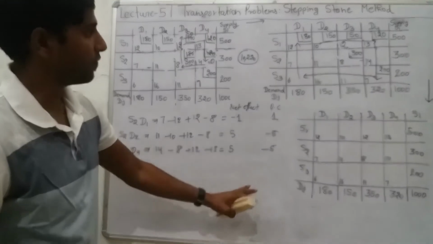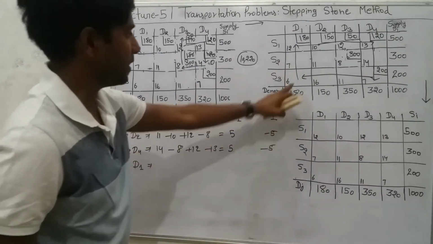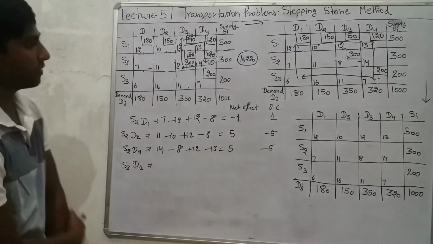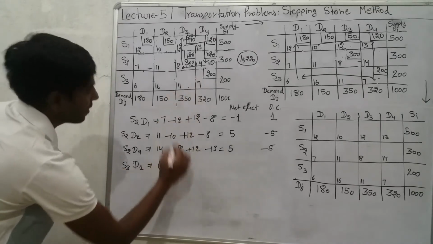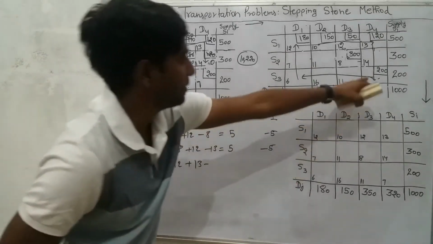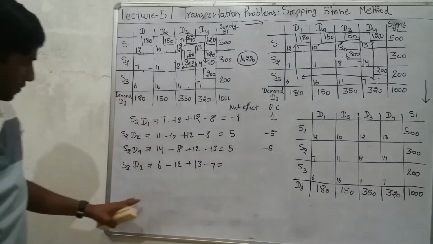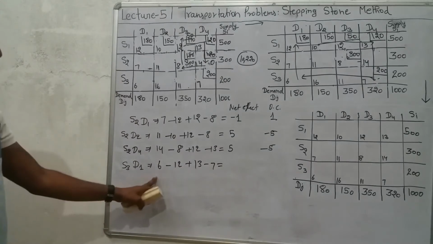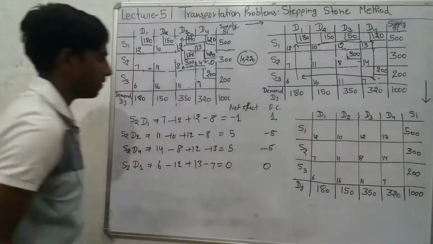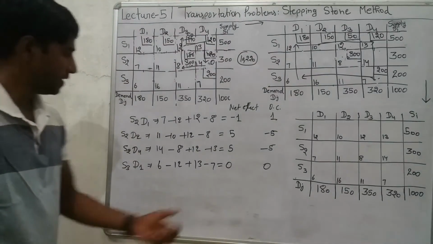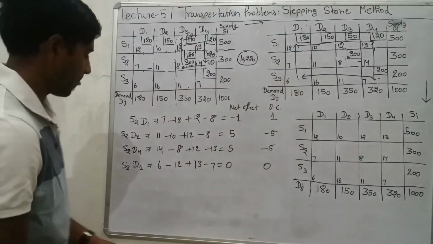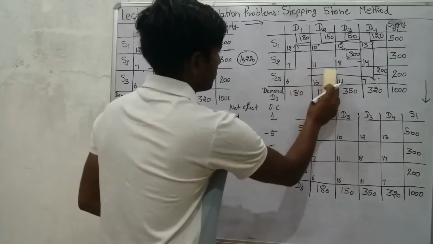Basically there are 4 coordinate points of occupied cells: 1, 2, 3 and 4. So what would be the opportunity cost? 6 minus 12 plus the last, that is 13, minus 7. So what is going to be the net effect on the total cost? 6 plus 13 is 19, minus 19, 0. So the opportunity cost is 0, net effect 0. What does it mean? It means there would be no effect on the total cost if we adopt this route. Just clear this.